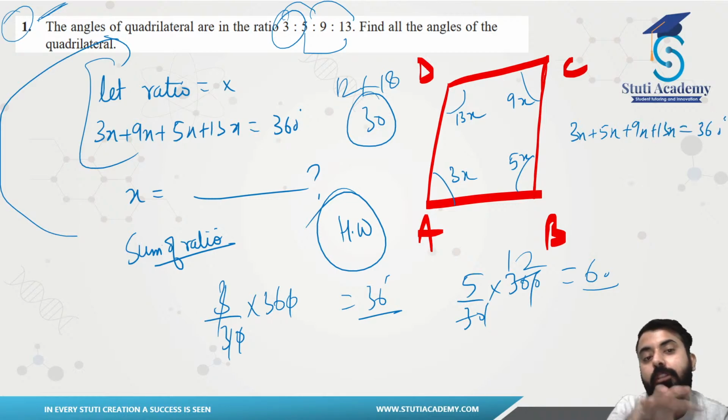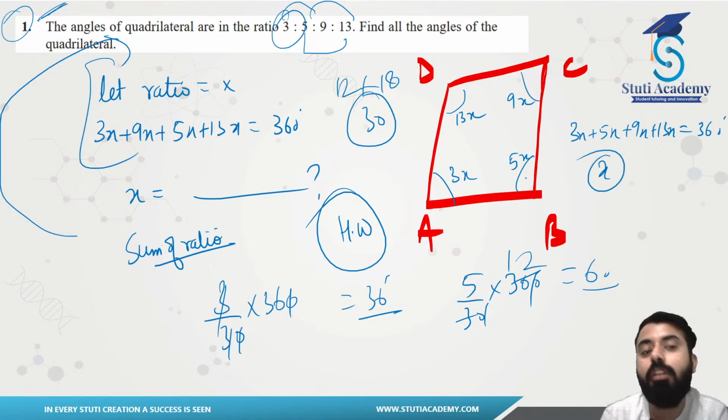Since you guys remember, the sum of all 4 angles is 360 in the case of a quadrilateral. Now here you could have gotten the value of x, then you would have put it there and you would have got each and every angle. So I hope you guys understand this.